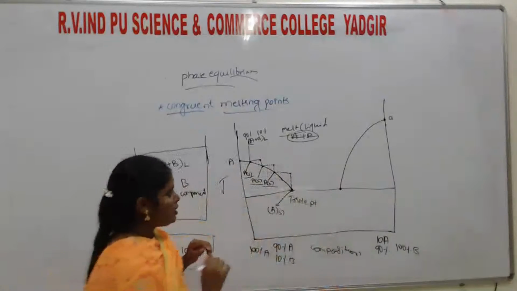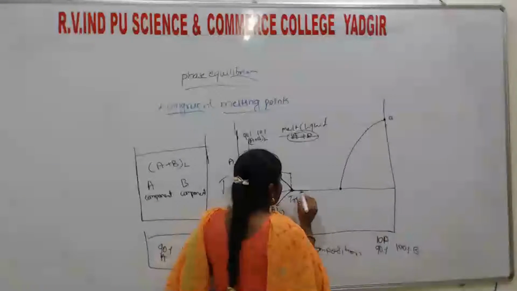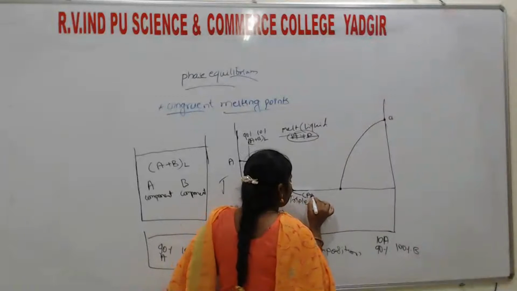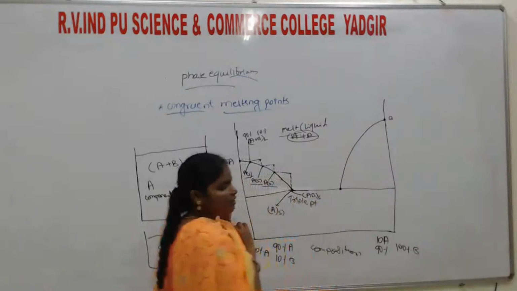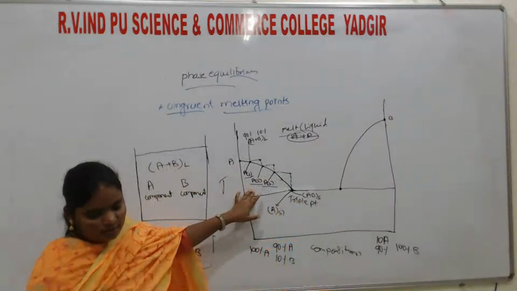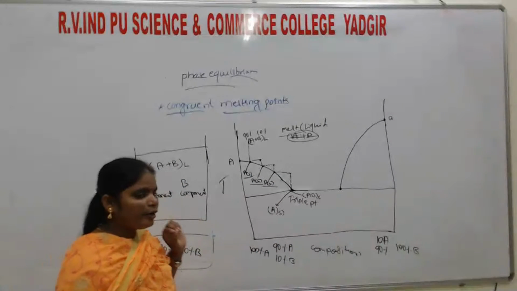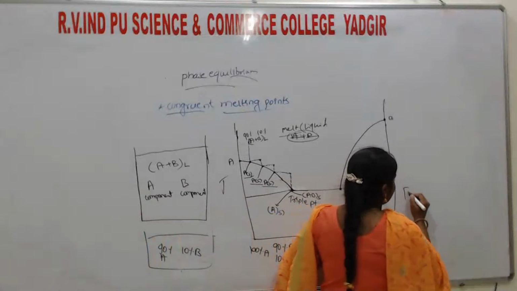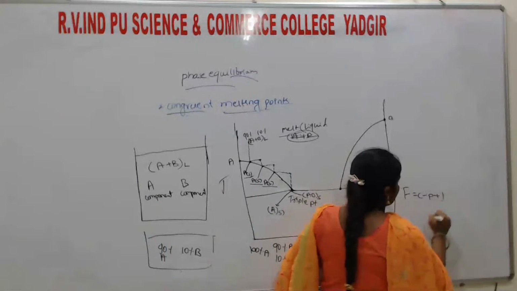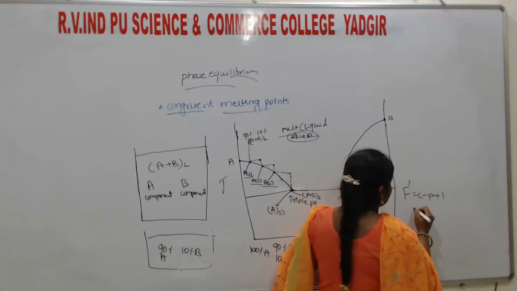Another new compound is formed. Here AB solid is formed. This is the difference. Here this is also a triple point. You apply the phase rule in this: F = 3 minus 3, which is 1 here.